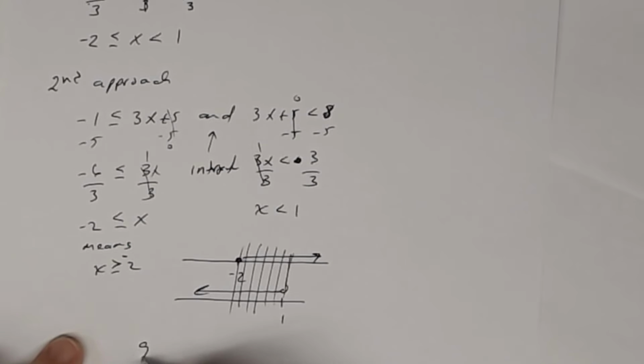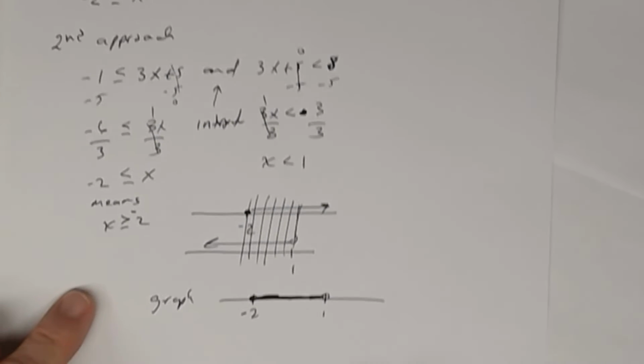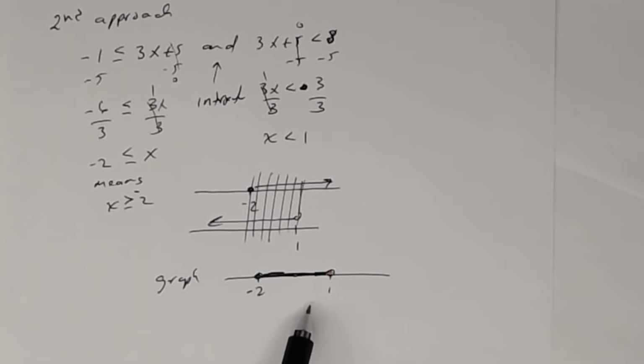And so my final graph will be from negative 2, closed circle, all the way to 1, open circle. And I'm going to shade in everything between. Make sure it looks like you're shading. All right, so make it darker. And so that's it. So that's the graph of this, which is what we did here.